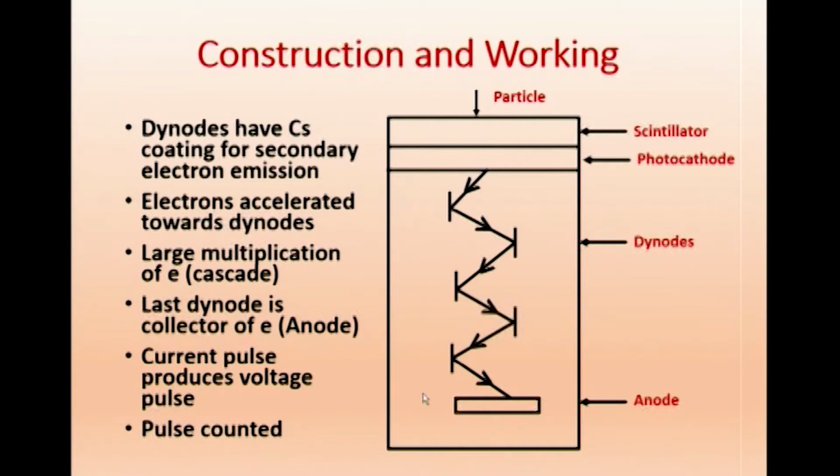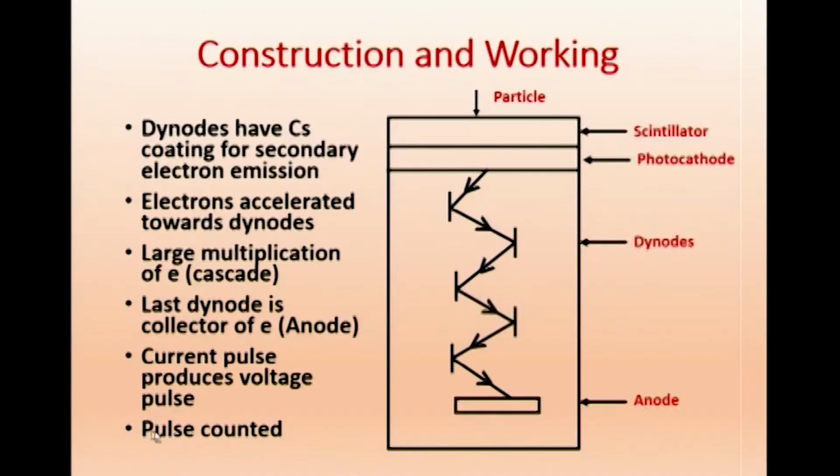Now this will produce a current pulse. We have not shown the diagram, so this will actually be in a battery. This must be connected to negative, this must be connected to positive, with maybe an ammeter or milliammeter. So whenever a pulse enters, it will give a large current pulse, which will give a voltage pulse, and maybe the ammeter will show a pulse. So the current pulse produces voltage pulse and the pulse is counted.